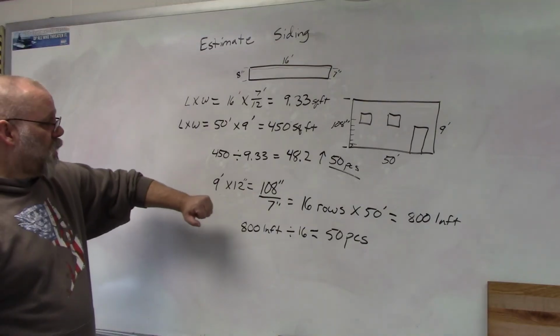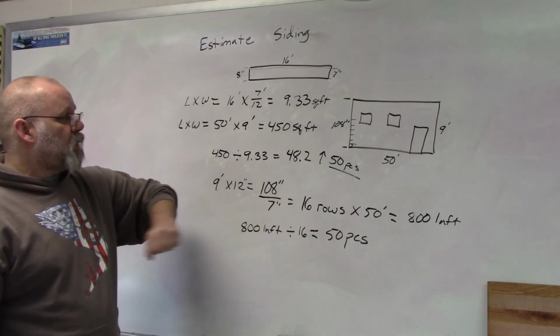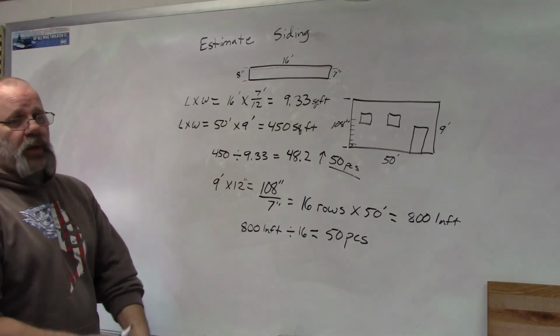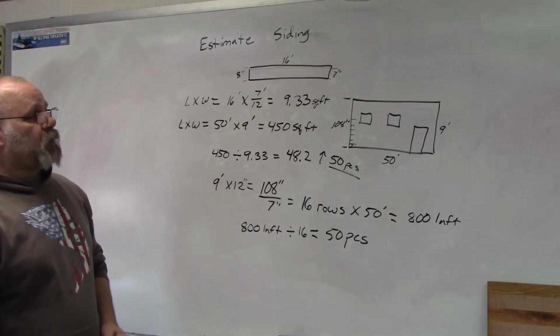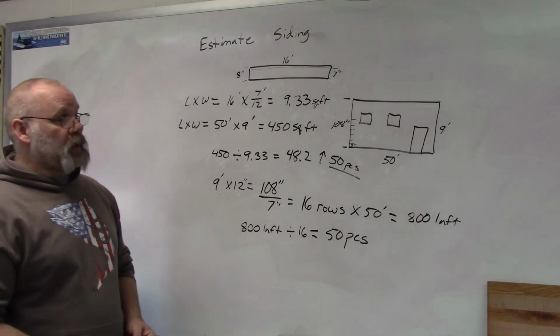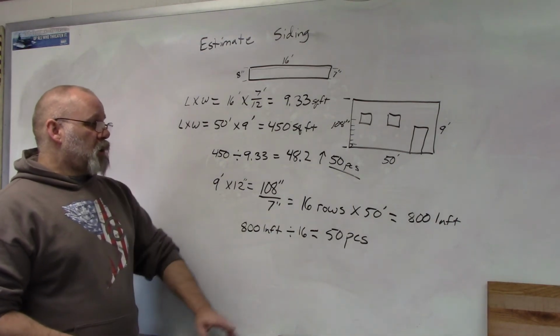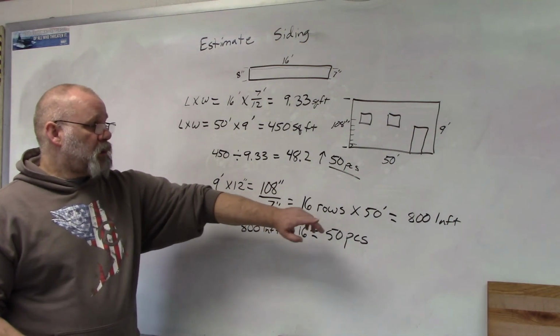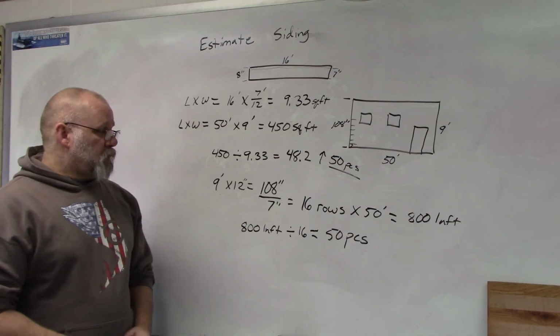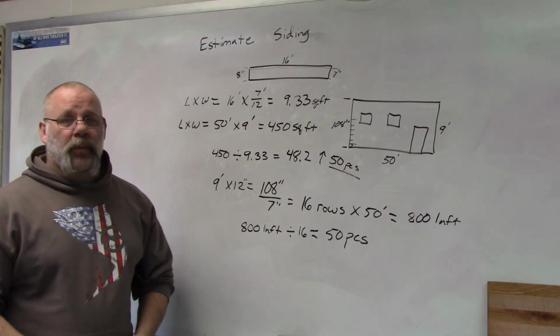Make sure you're always working in the correct units, because if you're not, you're going to get numbers that are way off. You're going to be buying a lot more stuff than you need, or a lot less than you need. So make sure you check your units when you're multiplying and dividing, and always, of course, double check your work.